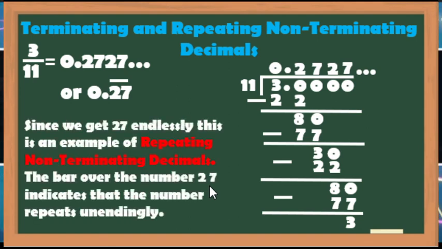Since we get 27 endlessly, this is an example of a repeating non-terminating decimal number. The bar over the number 27 indicates that the number repeats unendingly. I hope everything is clear to you, children.